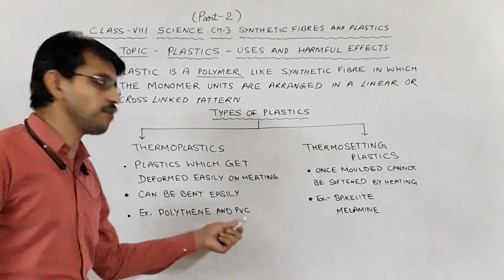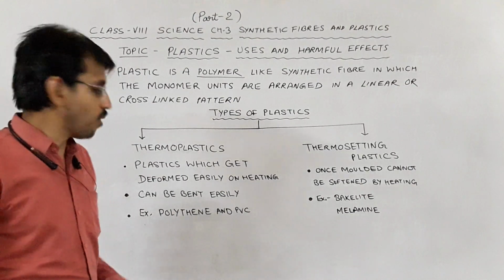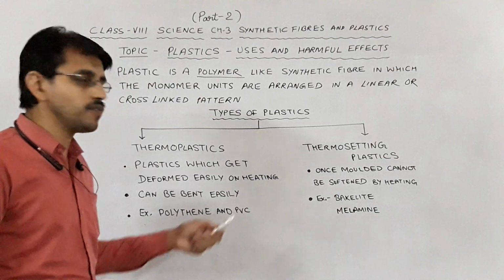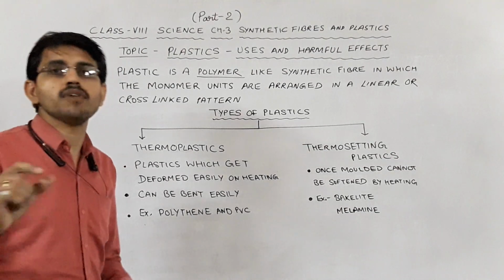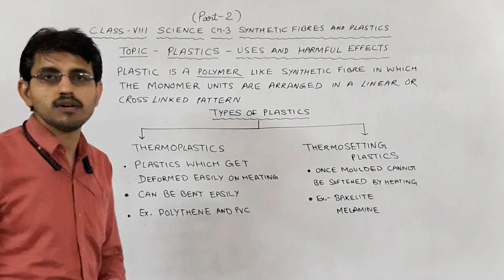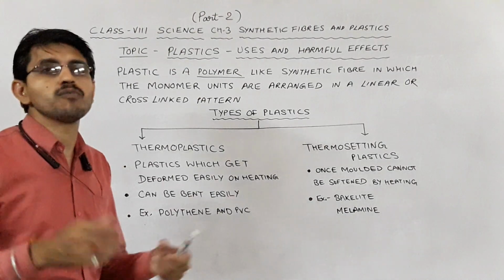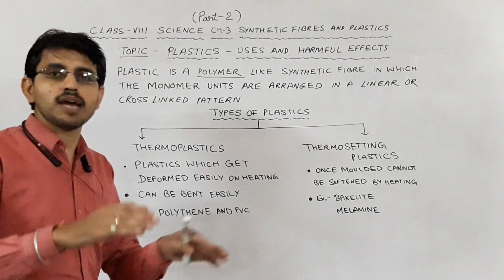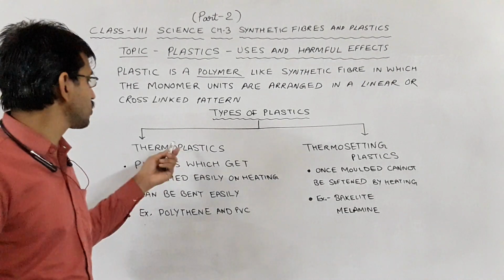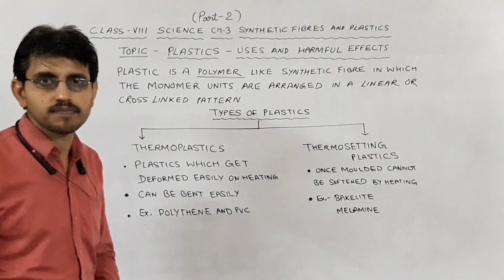Examples are polythene and PVC. Polythene, you know, is used for making polythene bags, and PVC is used for the covering of wires as well as for making PVC pipes, which are used for water fittings, for supplying water. These PVC pipes can be bent by providing them heat. Thus, they are examples of thermoplastics.